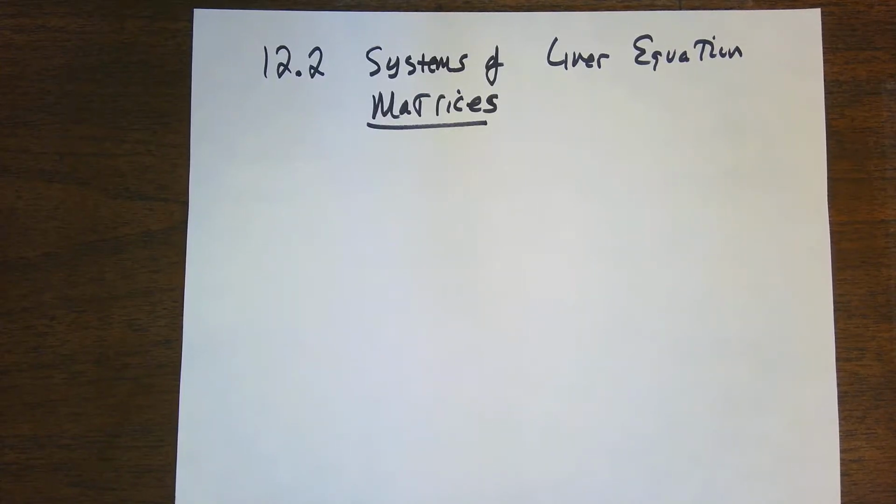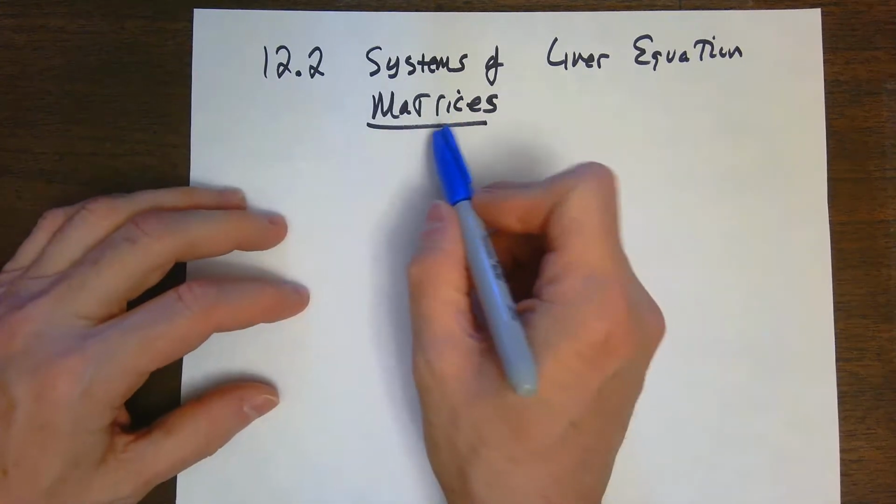Good evening, GCC. So we're back to the second part of tonight's lesson, which is 12.2, Systems of Linear Equations. This is a new method now, something called solving it with matrices.